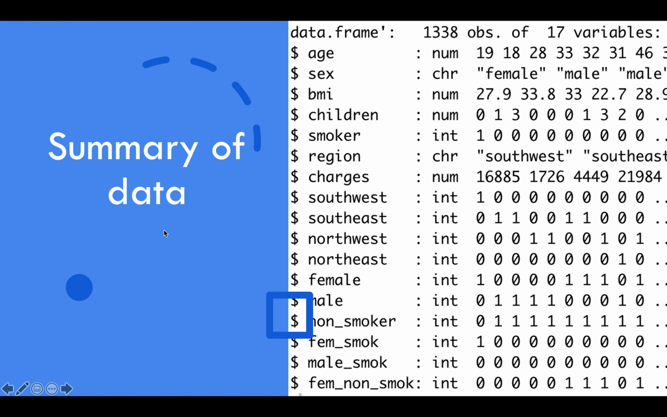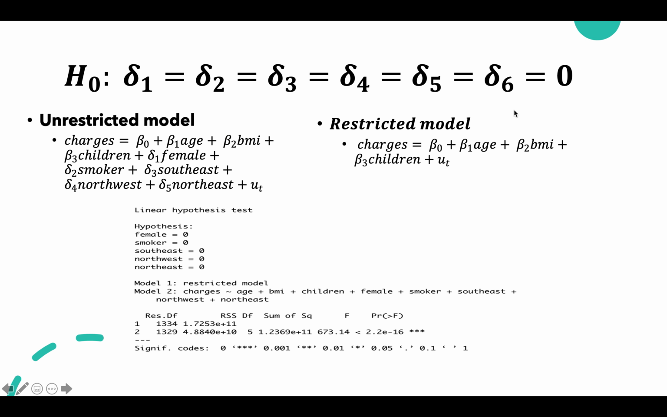Here we have a brief summary of our data. We have the binary variables, which are the dummy ones, and the non-binary variables. Let's begin with our regression analysis. For purposes of hypothesis testing, we're going to conduct every hypothesis test with this unrestricted model, which was the previous one. Now, this null hypothesis is to test whether our dummy variables have any effect on the model. Here in the restricted model, we drop them, and here we have our new model.